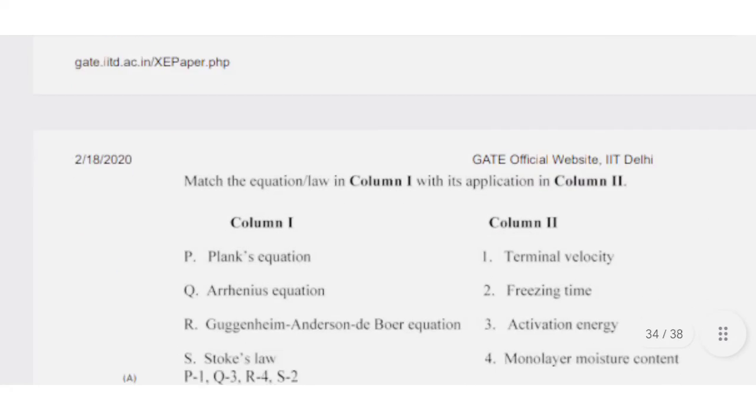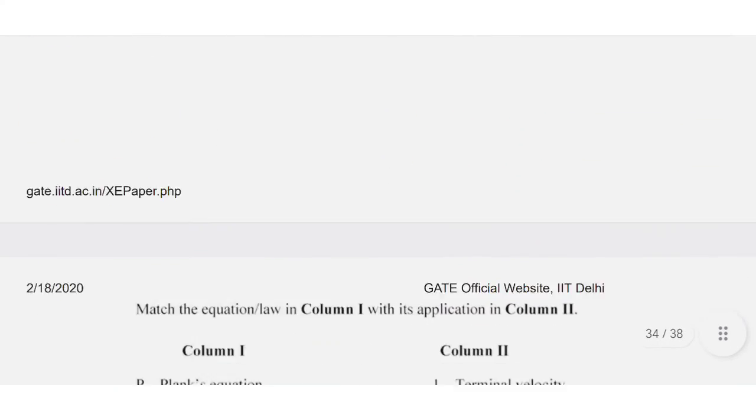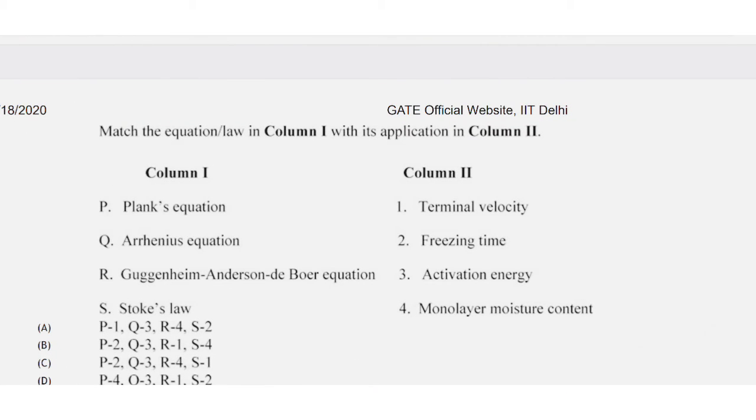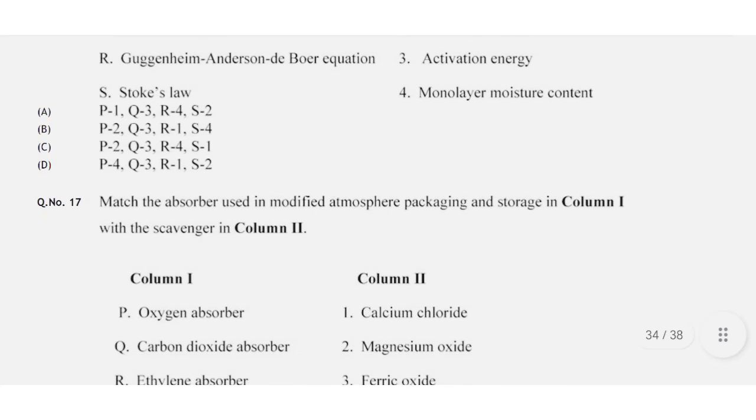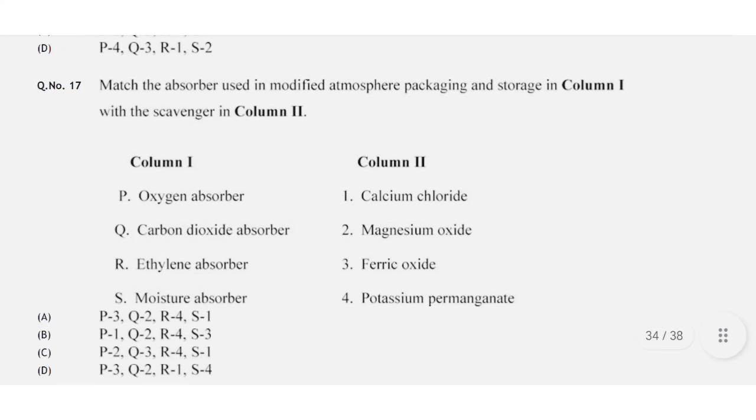Now coming to question number 16, match the equation or law in column 1 with its application in column 2. The right answer for question number 16 is C. Now question number 17, match the absorber used in modified atmosphere packaging and storage in column 1 with the scavenger in column 2. The right answer for question number 17 is option A.